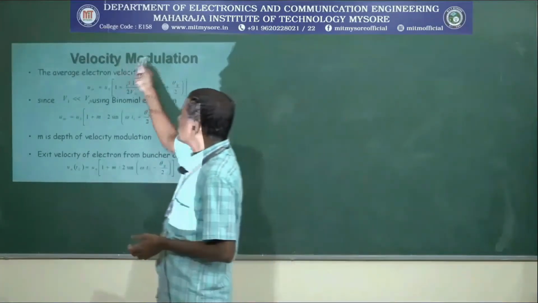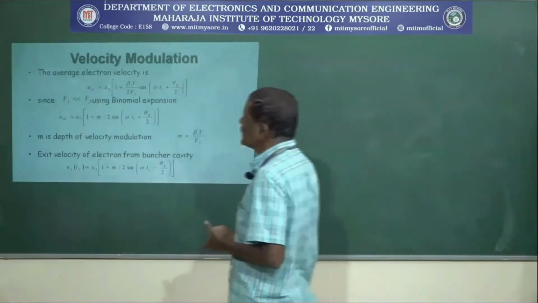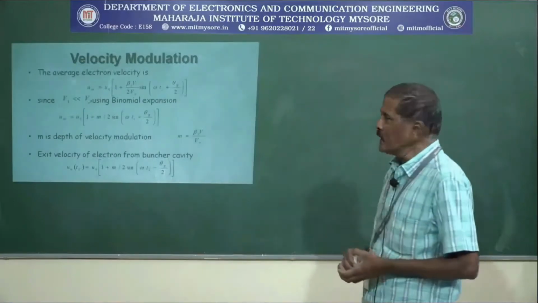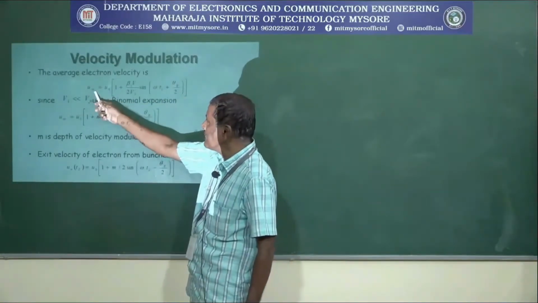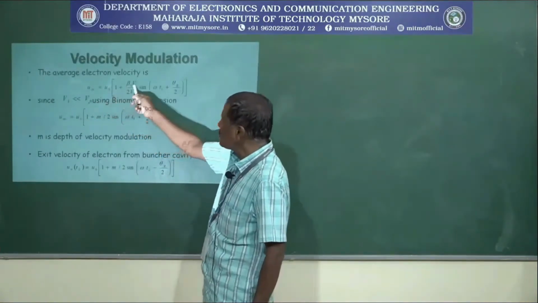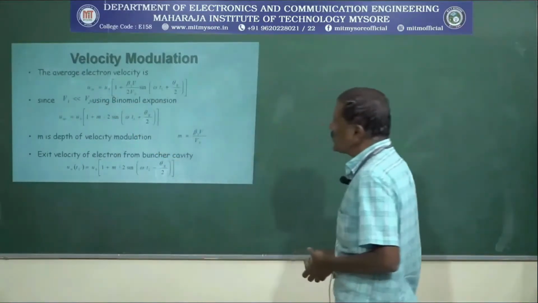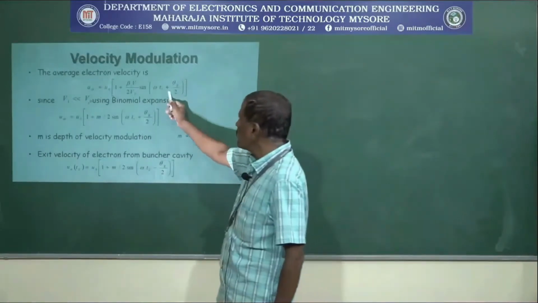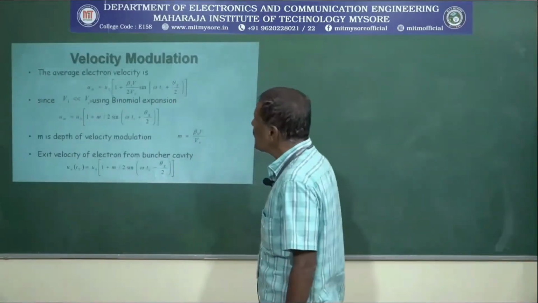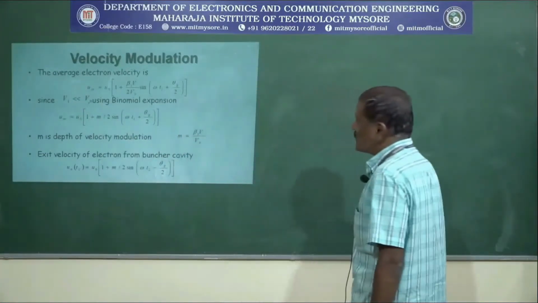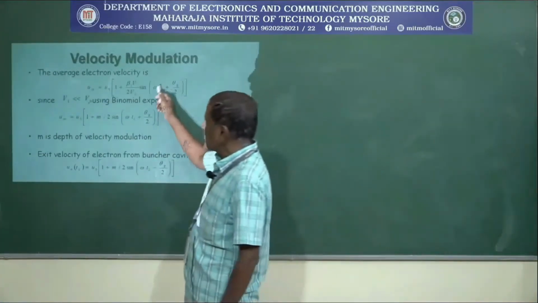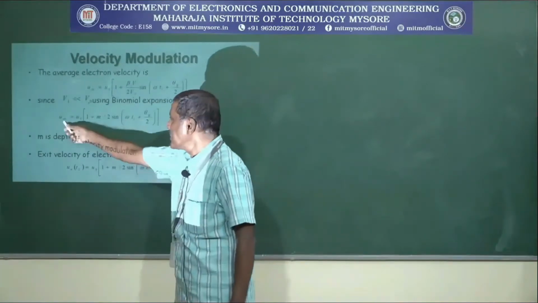So for the calculation of velocity modulation, first you have to calculate the average electron velocity. The average electron velocity is calculated as u_av equal to u0 into 1 plus beta 1 into v divided by 2v0 into sine of omega t1 plus theta g divided by 2. And since v1 is always less than v0, using binomial expansion, these equations simplify.